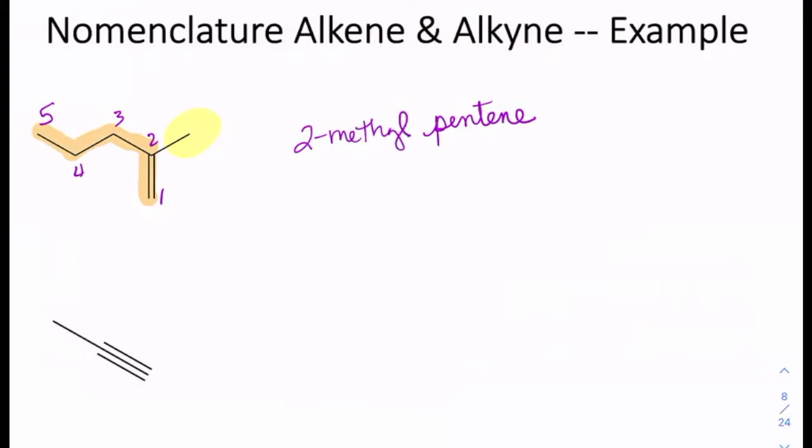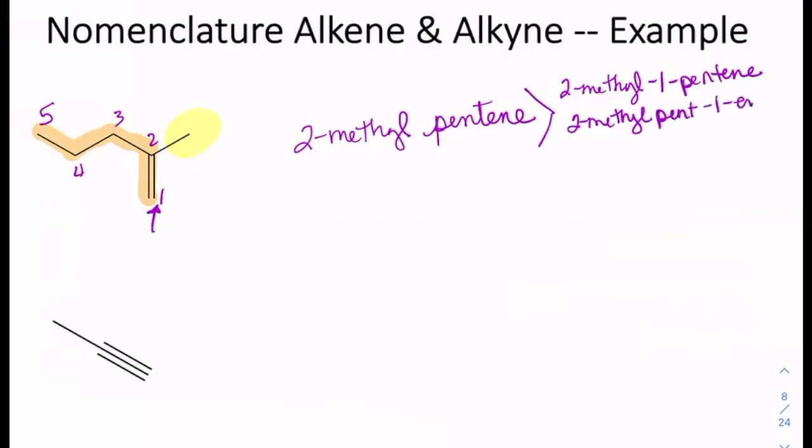And then we can put the 1, which is where the double bond starts. We can put the 1 in 2 places. So it is acceptable to write the following 2 answers for this question: 2-methyl-1-pentene or 2-methylpent-1-ene. It is a convention to use a dash anytime there is a number next to a letter.